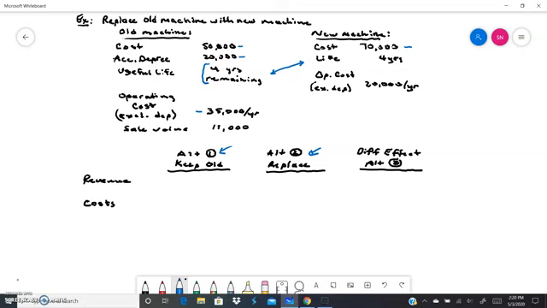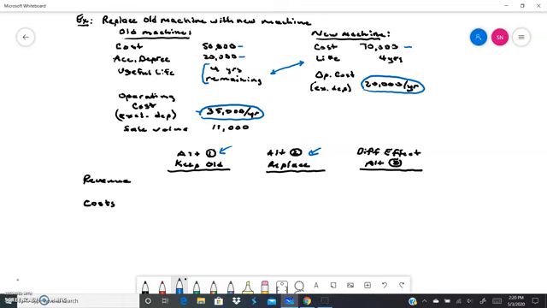And the operating costs of running this machine is $20,000 a year. So you can see considerably cheaper a year, $15,000 a year cheaper. That's obviously why we would be interested in doing this.